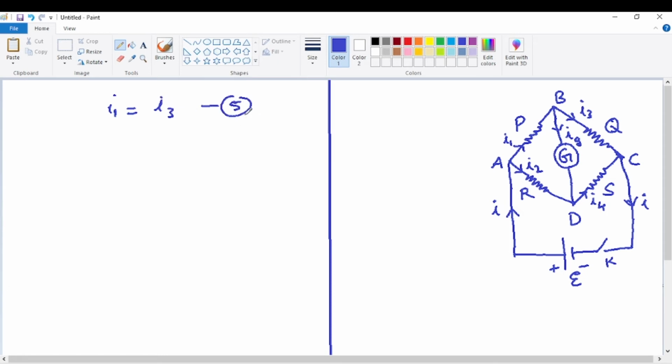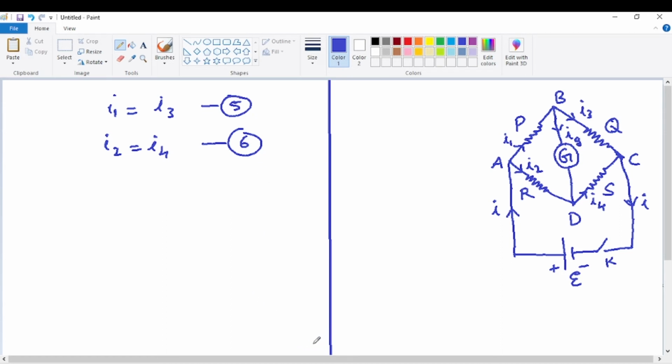Already we got four equations. Next we got the second equation, I2 plus Ig is equal to I4. Try to remember, at junction D, I2 plus Ig is equal to I4. In that, Ig is 0 means we got I2 is equal to I4. That's the next equation, I2 is equal to I4. Already four equations completed. This is the fifth equation, this is the sixth equation.